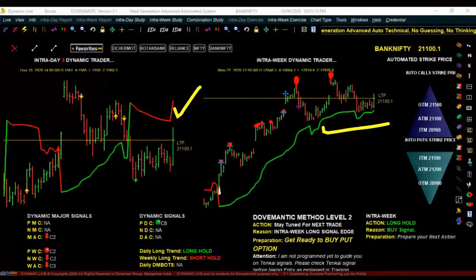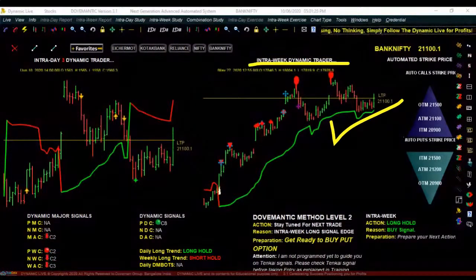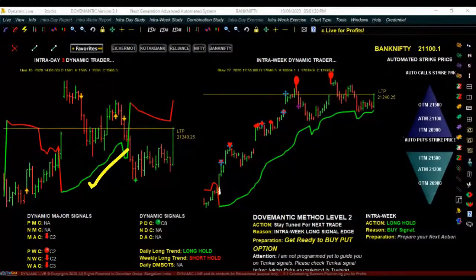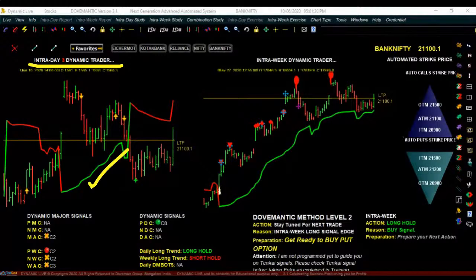Now, this line, we call it a long signal. If you are looking at the long signal in the intra-week chart, we call it the intra-week long signal. If you are looking at the long signal in the intraday chart, then we call it the intraday 3 long signal, or ID3 long signal in short. So this is how you understand it.